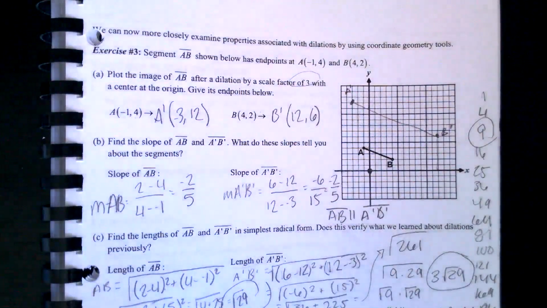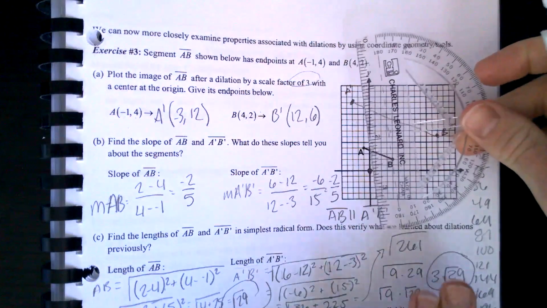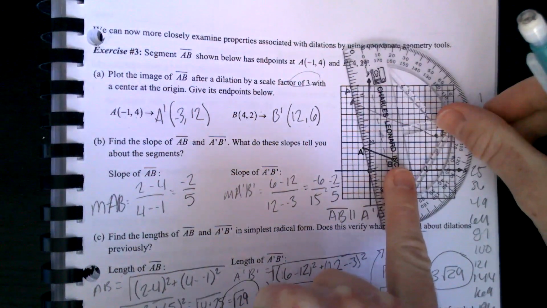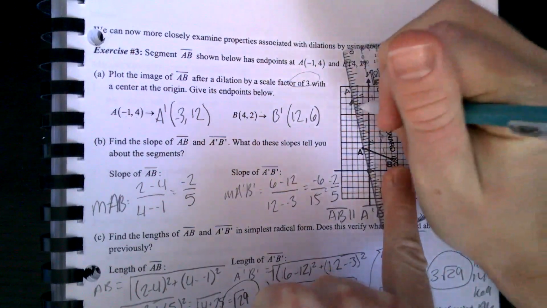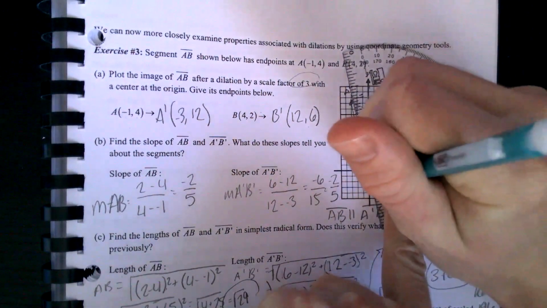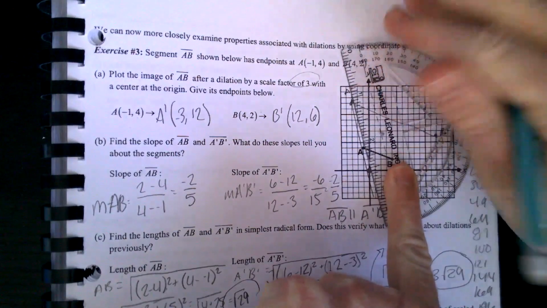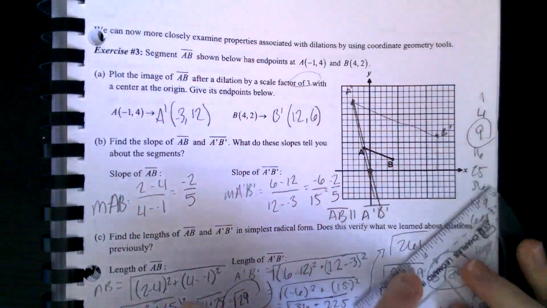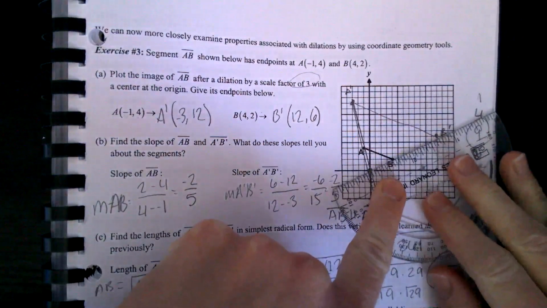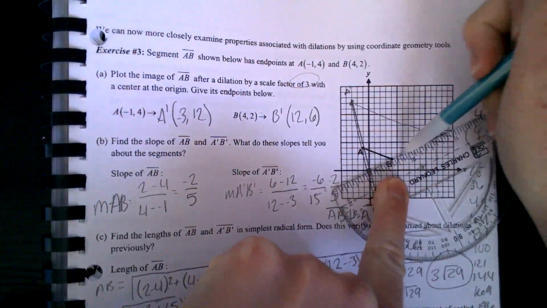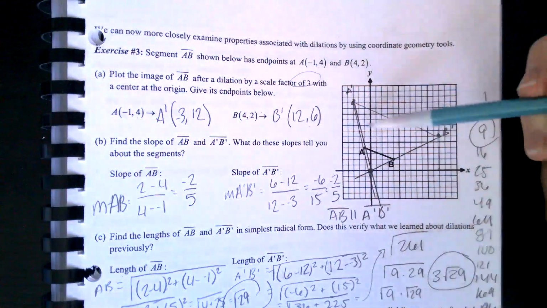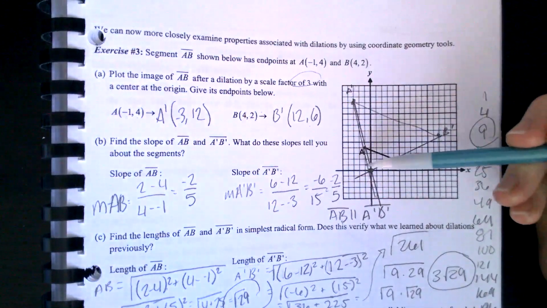So to find the center of dilation, what you guys are going to do is pretty simple: you're going to draw a line through the image and pre-image. So we're going to draw a line through A prime and A, and just keep it going. And then we're going to draw a line through B and B prime, and just keep it going. Now, do you guys see where they intersect? Do you see how they intersect at the origin?